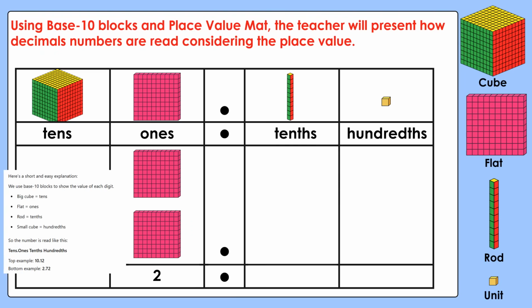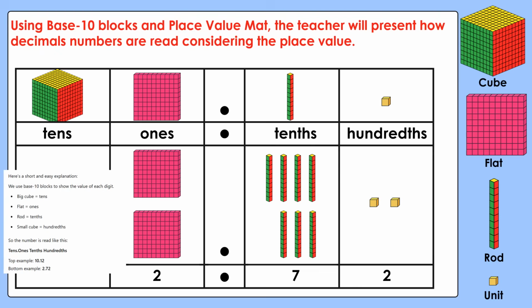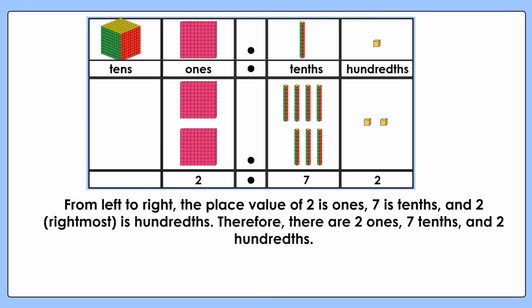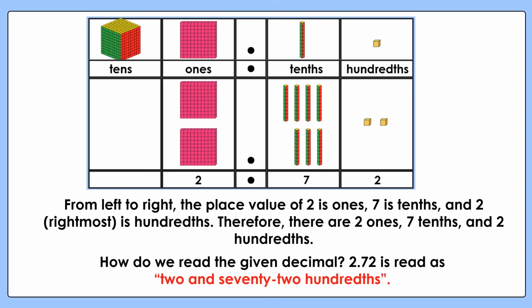Example: 2.72. So that is 2.72. From left to right, the place value of 2 is ones, 7 is tenths, and 2 is hundredths. Therefore, there are 2 ones, 7 tenths, and 2 hundredths. How do we read the given decimal? 2.72 is read as 2 and 72 hundredths.